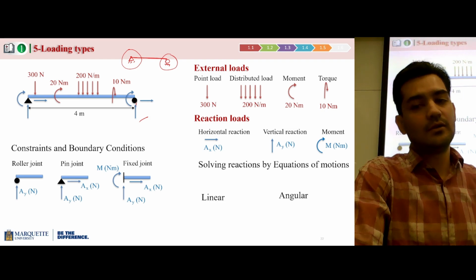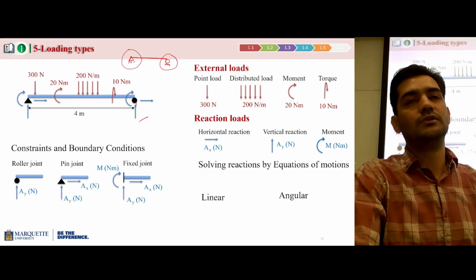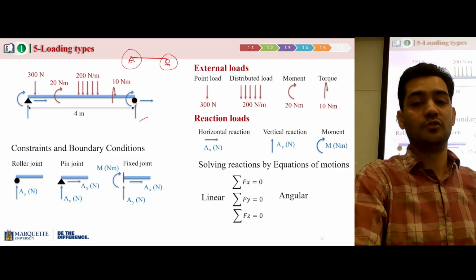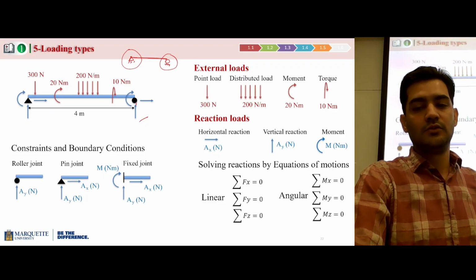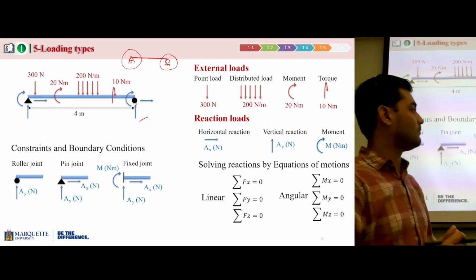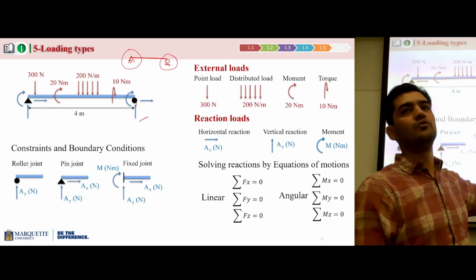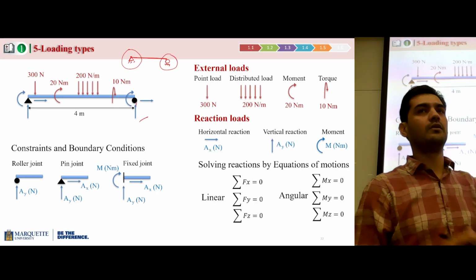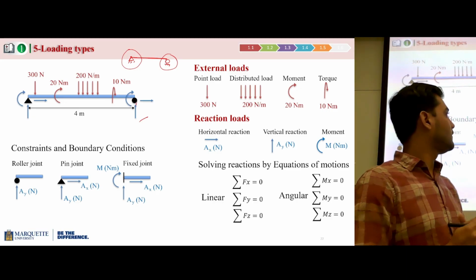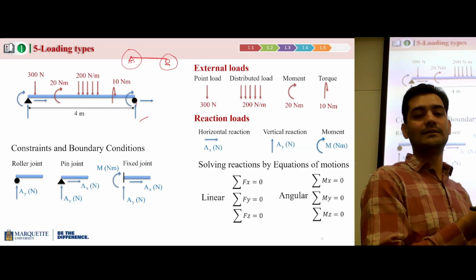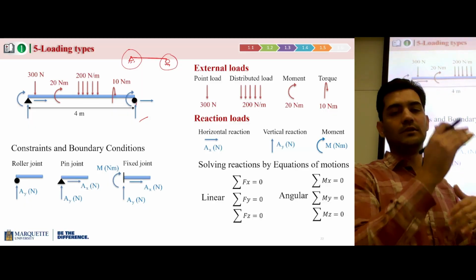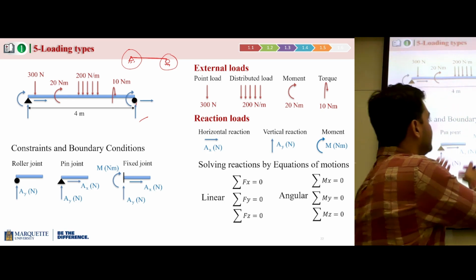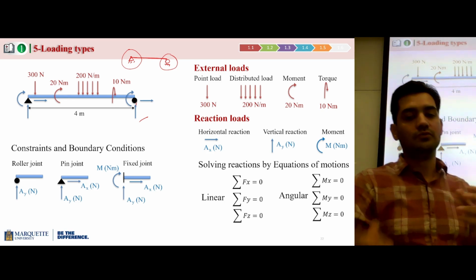So how you can calculate is by using Newton's third law or equations of motion. We call them equations of motion or equilibrium equations. For a two-dimensional problem, you can do summation of forces along the x-axis equal to 0 to calculate horizontal forces. Summation of forces along the y-axis gives the vertical forces. And you can also do summation of moments at any point equal to 0.